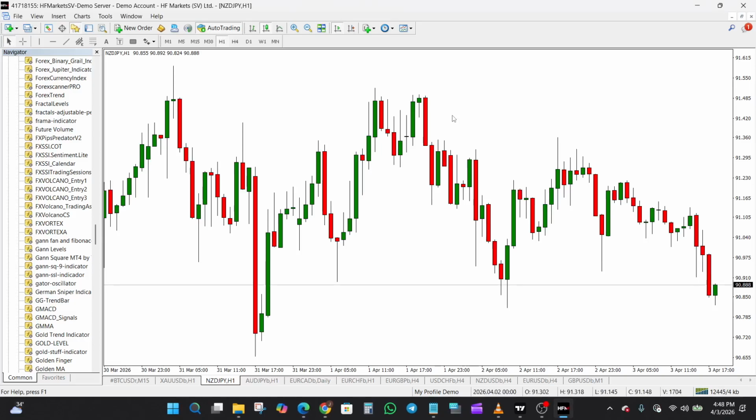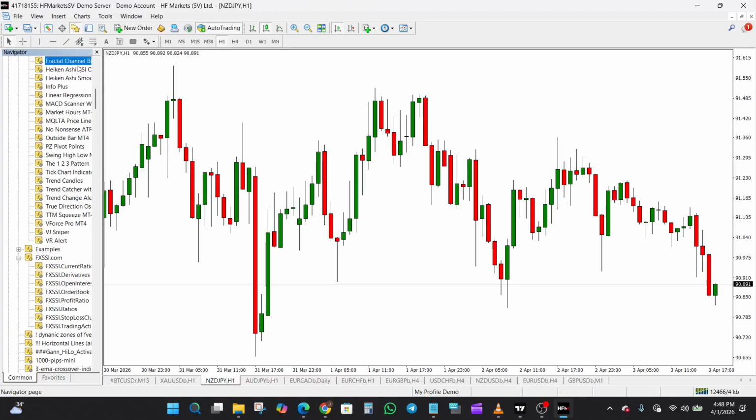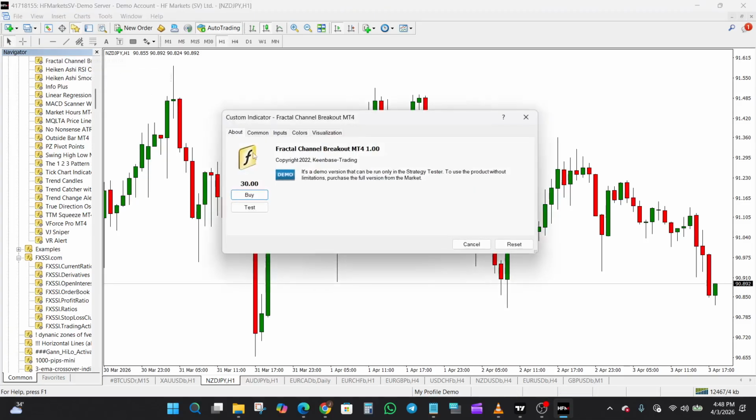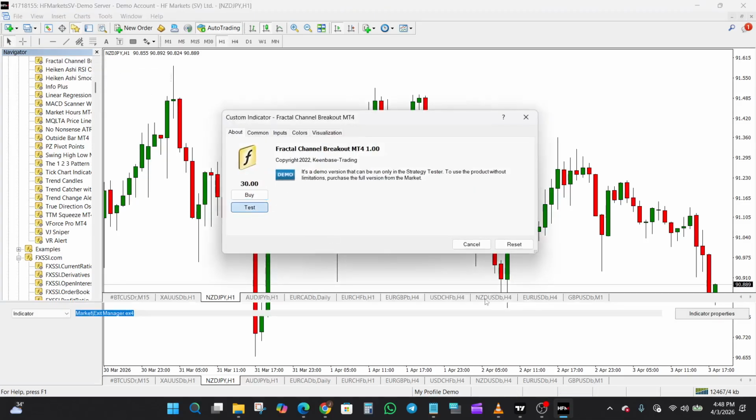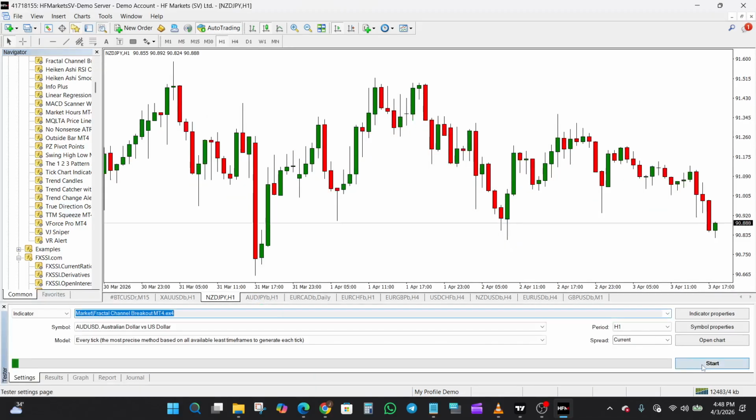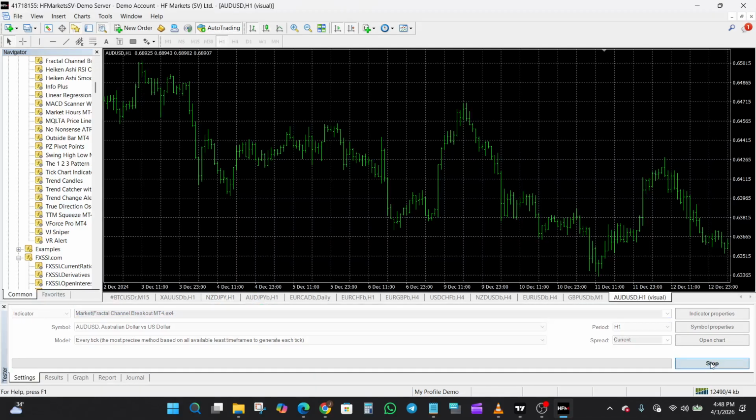Okay, so in a few seconds we should have the indicator added here, the free demo version, of course. All right, so we're just going to drag and drop and then click on test, and then we're going to click on start. In a moment we're just going to be looking at how the indicator functions here on the strategy tester.